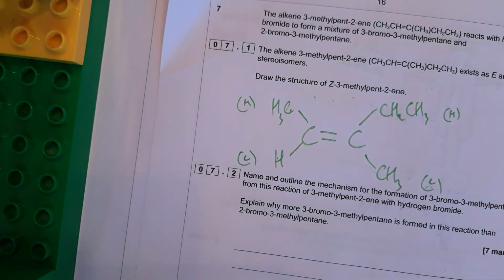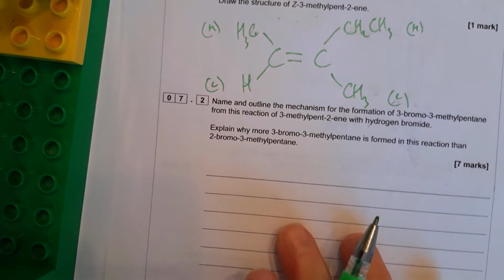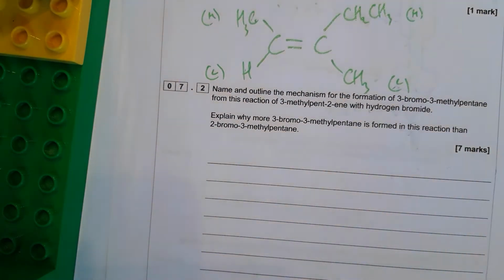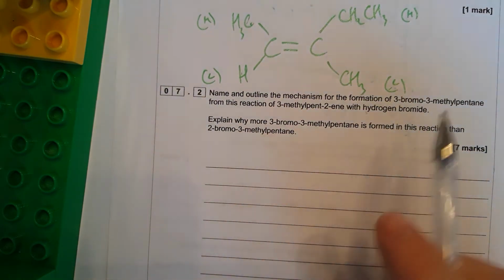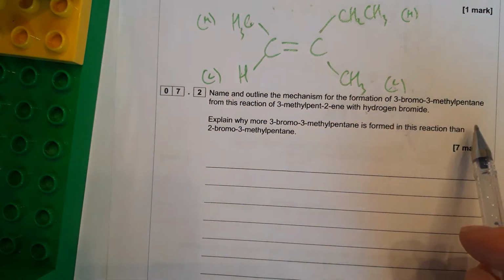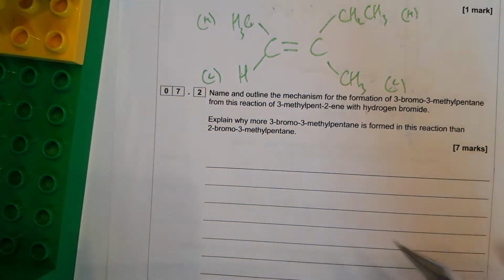Right. Name and outline the mechanism for the formation of 3-bromo-3-methylpentane from this reaction of 3-methylpent-2-ene with hydrogen bromide. 7 marks. Sweet. Should be able to smash this. Alright, I haven't even read it yet. But it should be fine, shouldn't it?